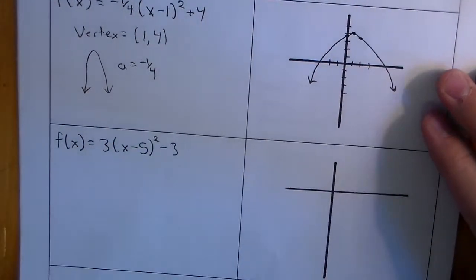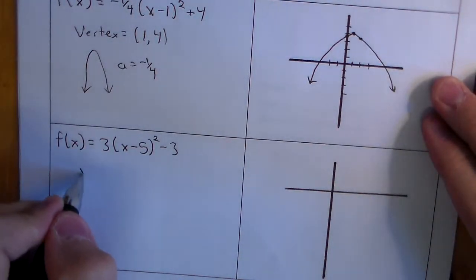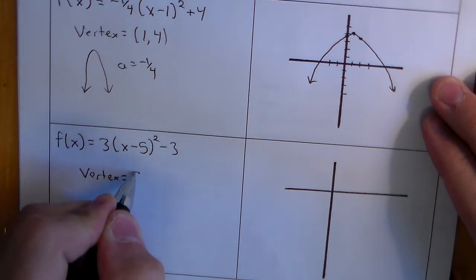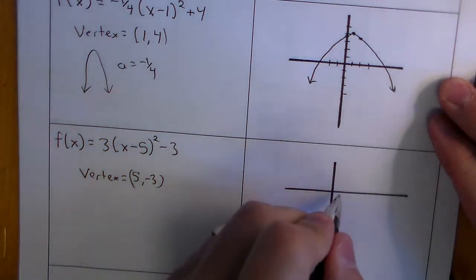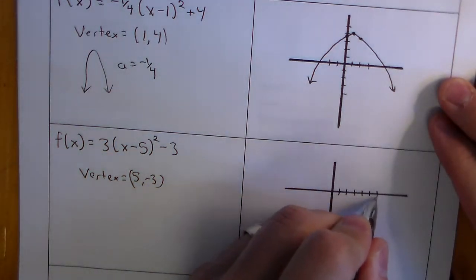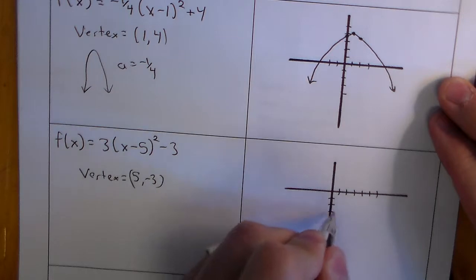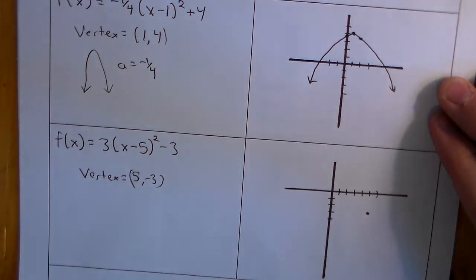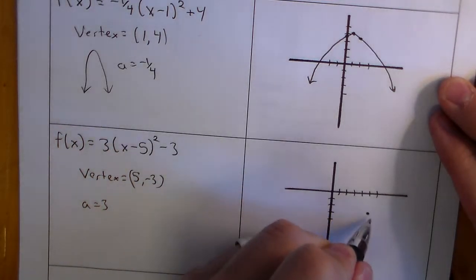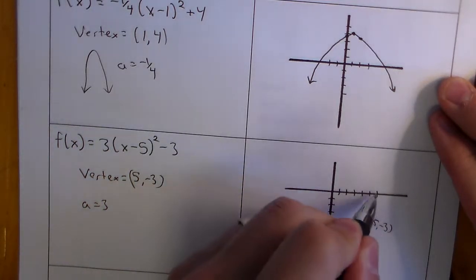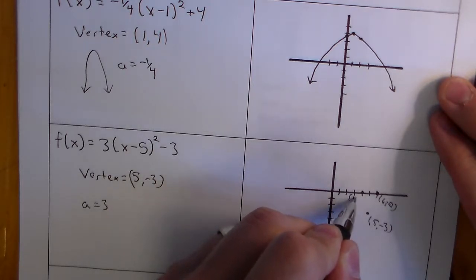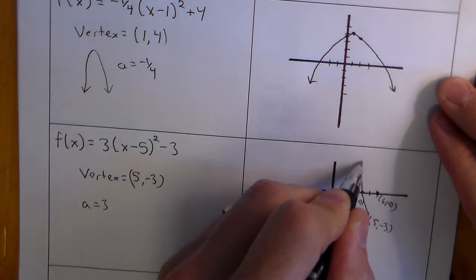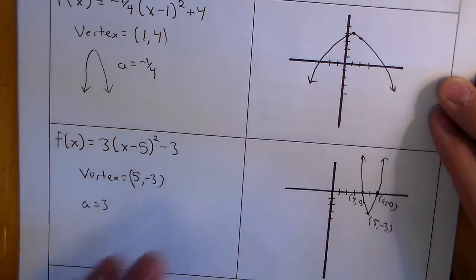In our third one, we have the vertex is 5, negative 3. So 5, negative 3 puts us about there. A is 3, so we're going to go up 3 units to either side. So that's going to be at 6, 0, and 4, 0. We sketch a parabola, and we see that it is opening up.